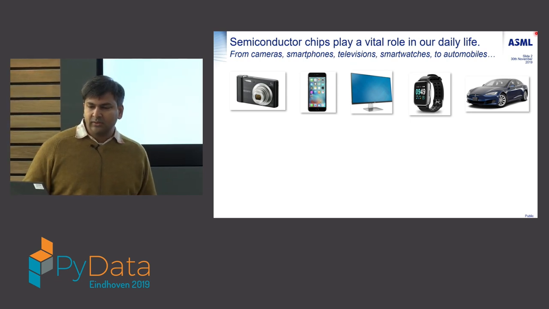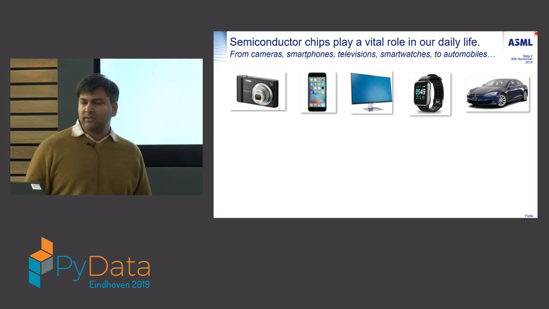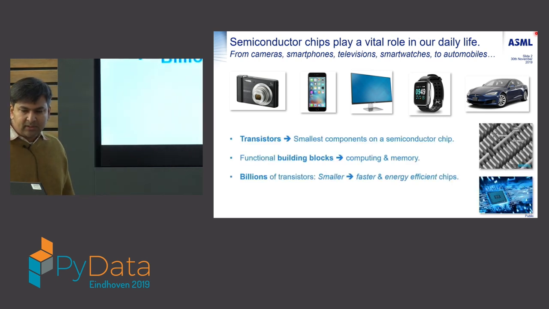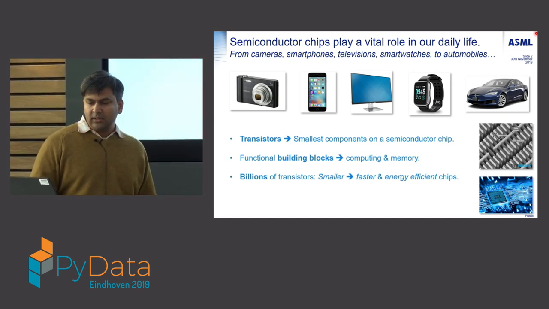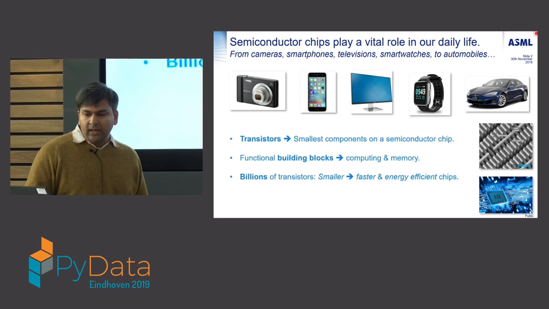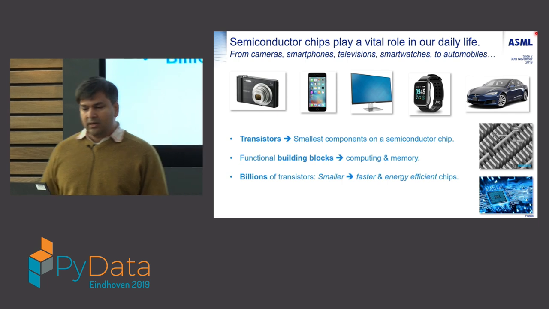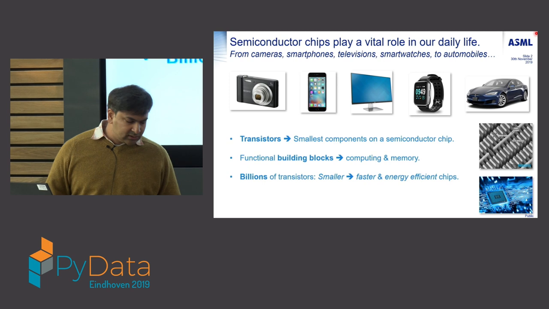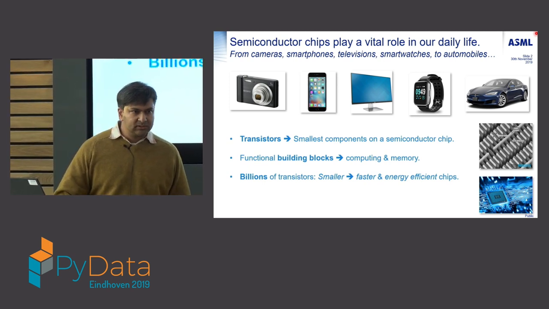Okay, so semiconductor chips are basically all around us. They're omnipresent. You can find them in your cameras, smartphones, televisions, smartwatches, automobiles, everything, right? For these semiconductor devices, the transistors are the smallest components on the chip. In fact, they form the basic functional building blocks for computing and storage. In a semiconductor device, there are billions of these transistors.